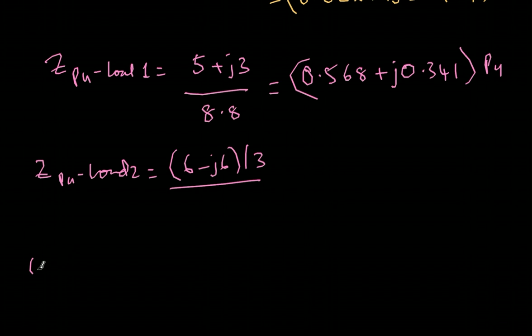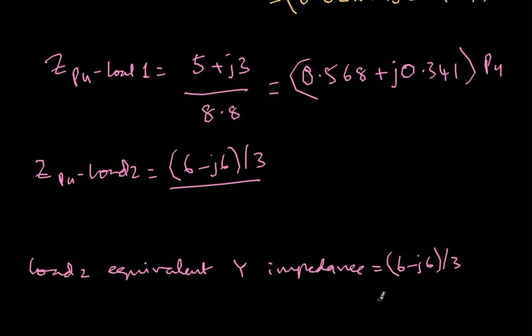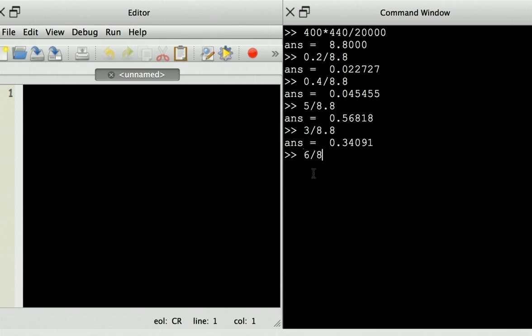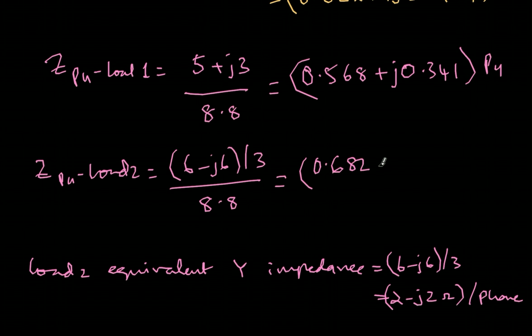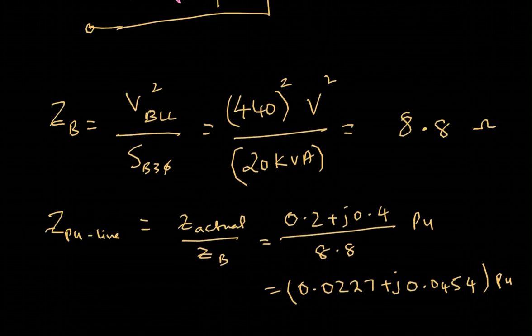So load 2 equivalent star impedance is nothing but 6 minus J6 divided by 3, that is 2 minus J2 ohms per phase. So that's what I'll use here, and then 8.8 if I connect, this will give me the correct comparison. So that is 6 divided by 8.8, that is 0.682. I'll round it off. So 0.682, and this is minus J 0.682 per unit. So now if I go up, I can solve this.